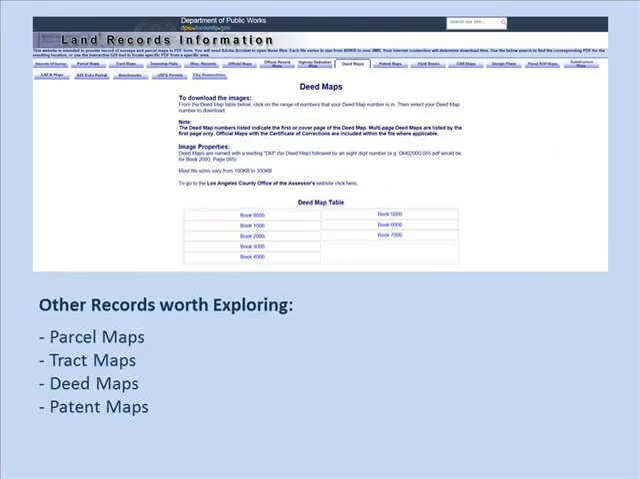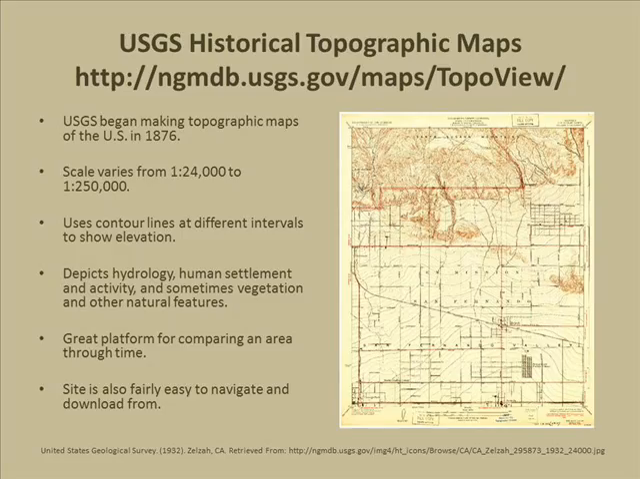Other records worth exploring on the site are parcel maps, tract maps, deed maps, and patent maps. The USGS Historical Topographic Map site is incredible. Has a wealth of information, easy to download, easy to navigate.